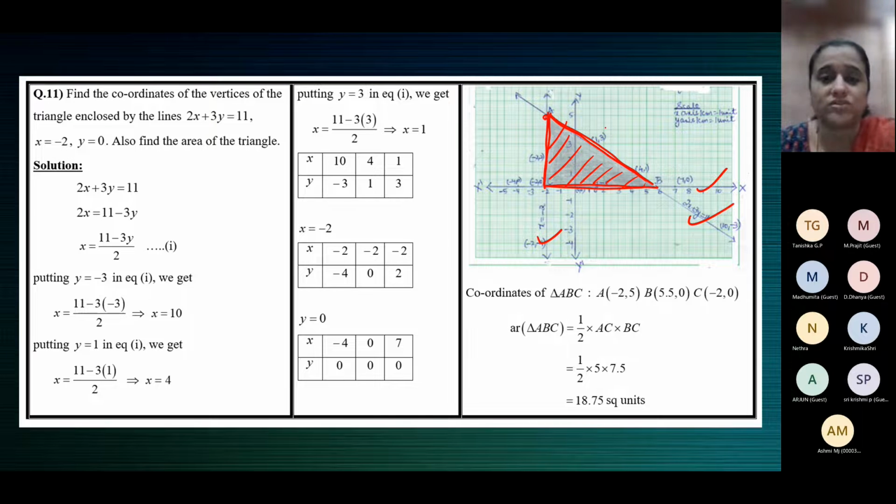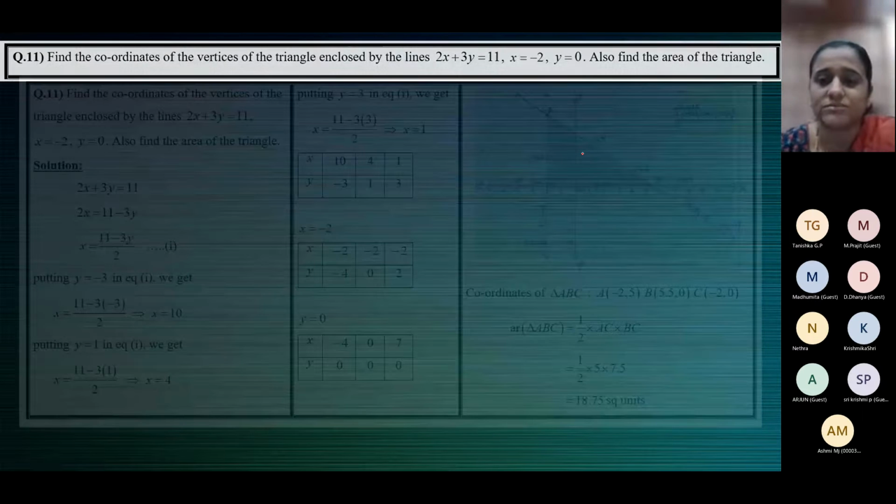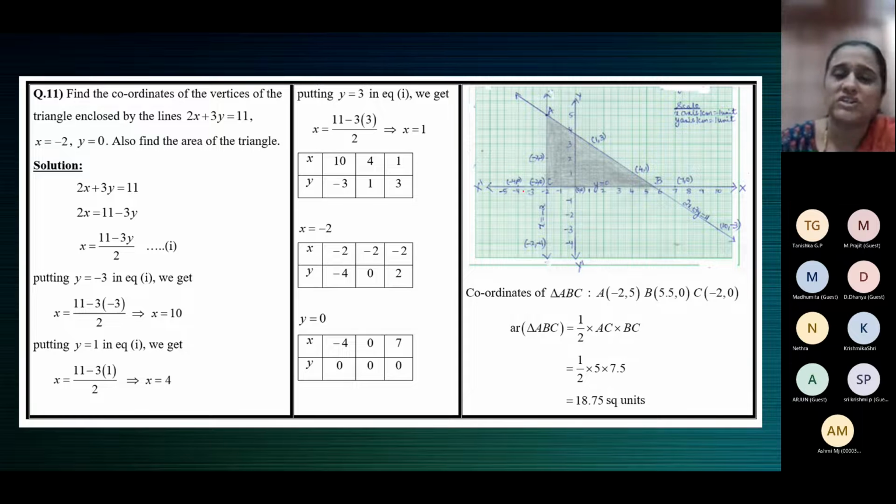So find the area of the triangle. Oh, you're not asked to shade, is it? Okay, then you don't have to shade. Maybe just to make you understand where the triangle is, I've shaded it. Shading you need not do. Only if they ask you to shade the triangle, you must shade it. Otherwise, you don't have to shade it.